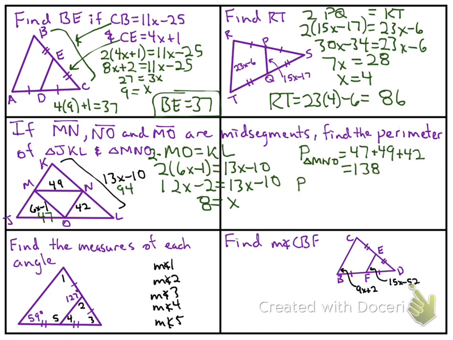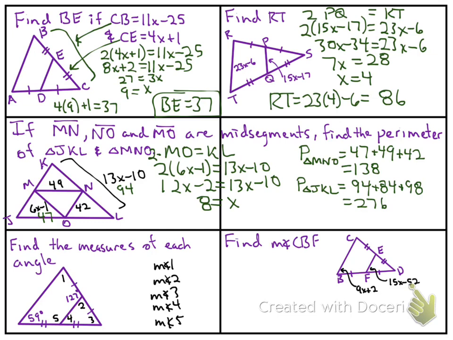Then when it goes to the perimeter of triangle JKL, well, I have the 94. To get to JK, I'm going to double 42, which is 84. And to get to KL, I'm going to double 49, which is 98. So we're going to 94 plus 84 plus 98 gives us 276. Now, are those two answers related? If we look, 138 times 2 is in fact 276, and because we're doubling the midsegments to get to the sides, the perimeter should be double of the smaller triangle. And it did work.